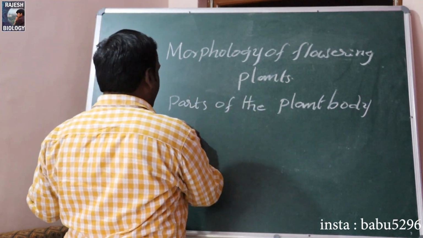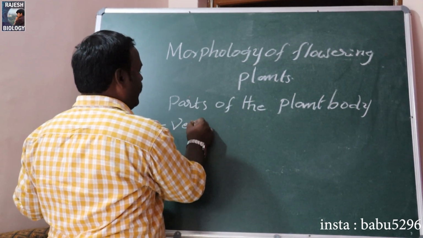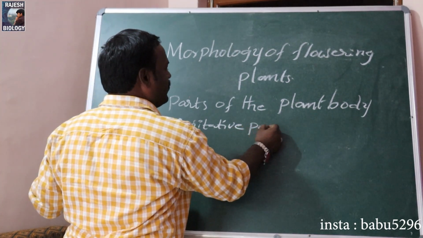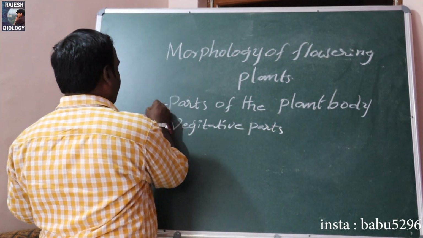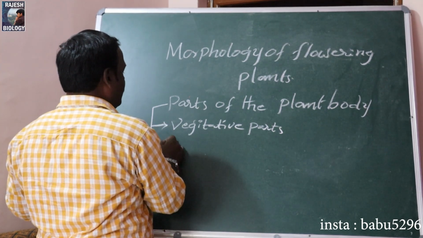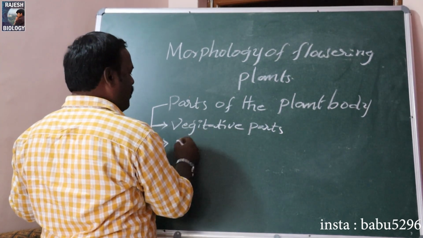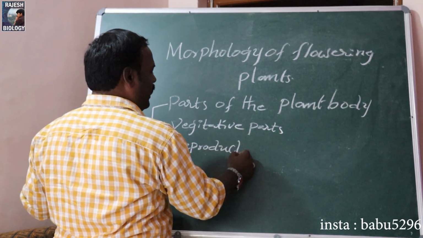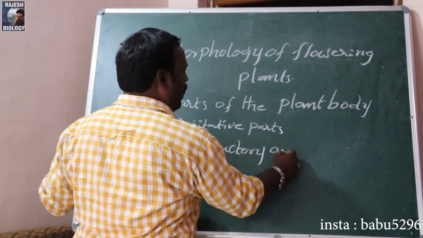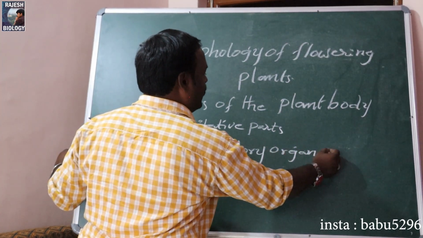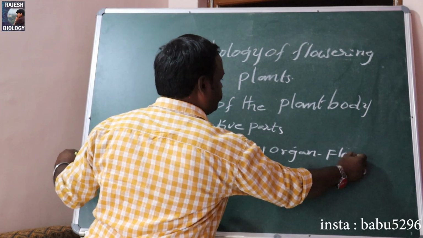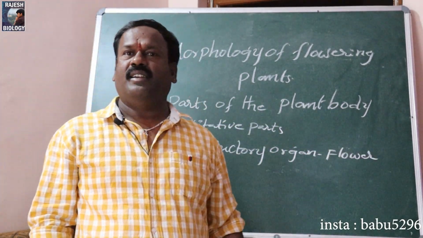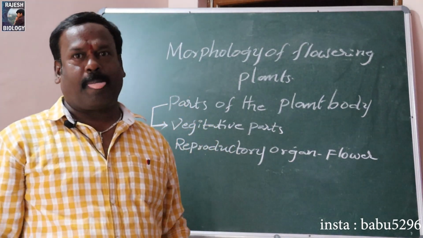So parts of the plant body: first one is vegetative parts, second one is reproductory parts or organs. Reproductory organ or part, that is flower. So among vegetative parts, first we will discuss root.